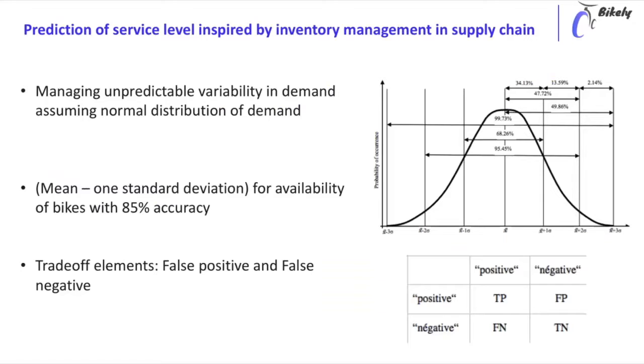So when we say aggregate, what we did was to consider the mean and standard deviations and put into perspective an operations concept regarding service level. We assume that the demand for bikes is a normal distribution. So we consider mean minus 1 standard deviation to have about 85% accuracy. So the trade-off here is between false positive and false negative. We try to keep a fairly consistent standard deviation such that it's evenly distributed.